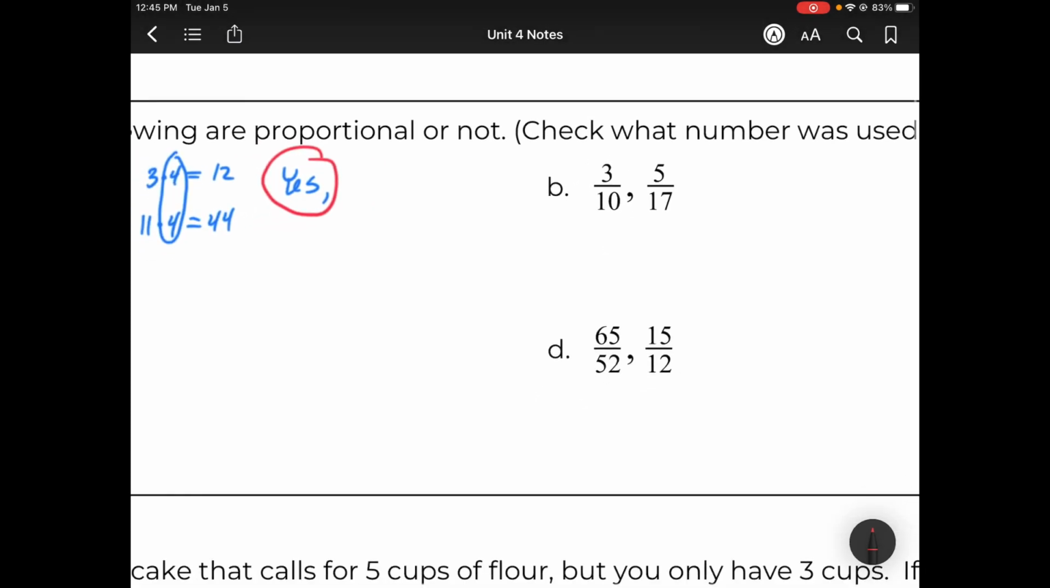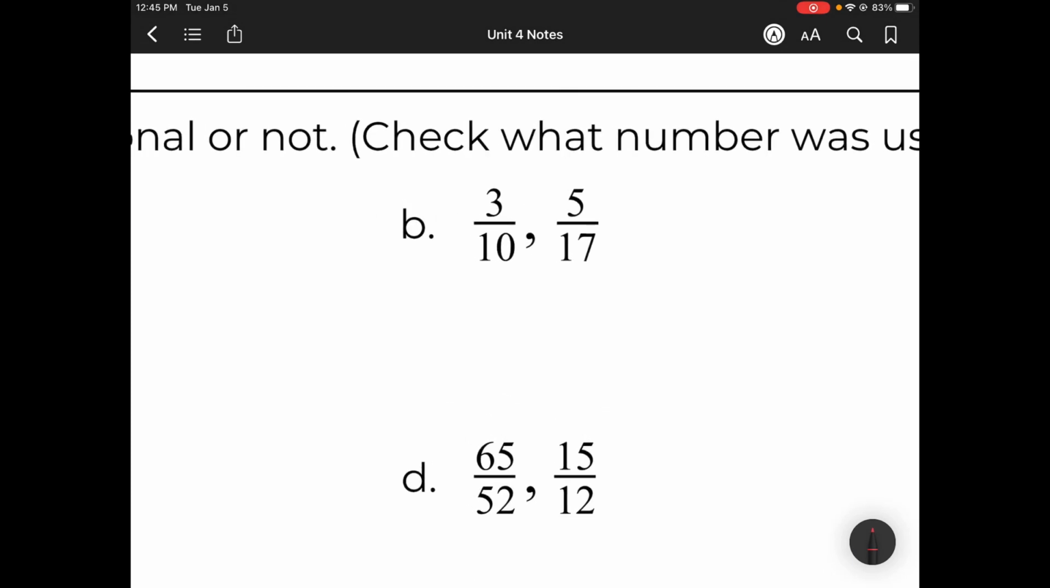Moving on to part B, let's just check the cross products again. If I cross multiply here and here, 10 times 5 is 50, but 3 times 17 is not 50. 3 times 17 is 51. Those are close but not equal to each other. So no, these are not proportional.